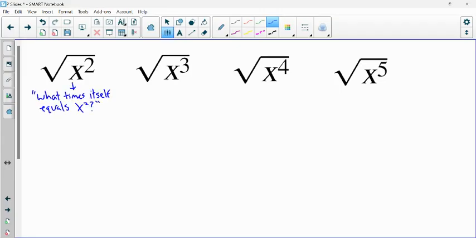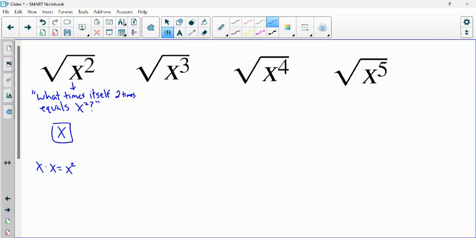Okay, so remember, when you're doing square roots, it means what times itself 2 times, in this case, equals x squared. So what times itself 2 times equals x squared? What times what equals x squared? X. Okay? So as long as you understand the definition of a square root, that first one should be pretty easy. Again, because x times x is equal to x squared. So the square root of x squared is just x.